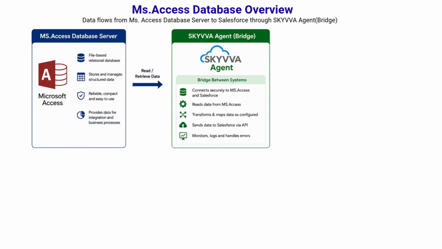Step 3. SKYVVA Agent Bridge. After retrieving the data, the SKYVVA agent acts as the bridge between Microsoft Access and Salesforce. This is where the main integration processing takes place.